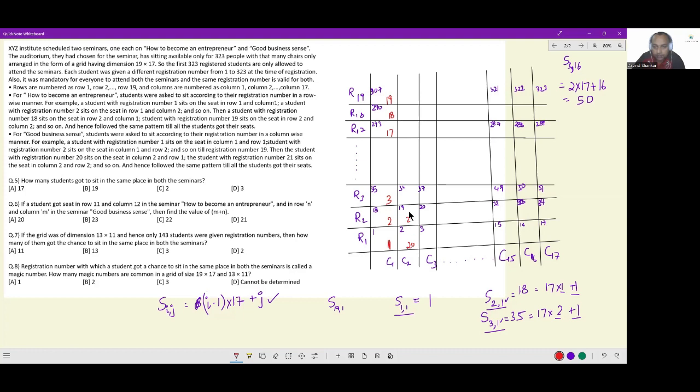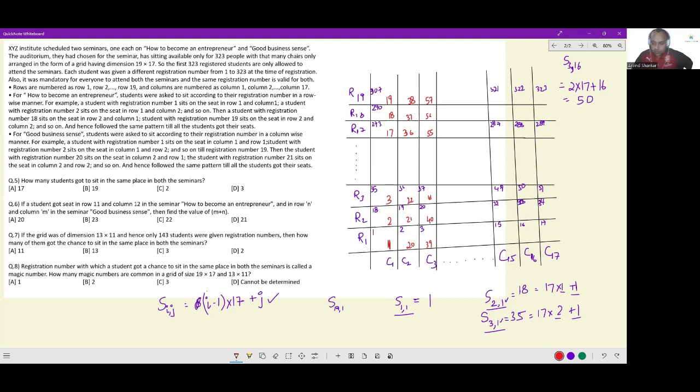20 here, 21 here, 22 here, 23 here. Sorry, not 23, I mistook. It has to be 19 more. So 17 plus 19 is 36, 37, 38, and so on. 19 more, 39, 40, 41, 19 more, 55, 56, 57.